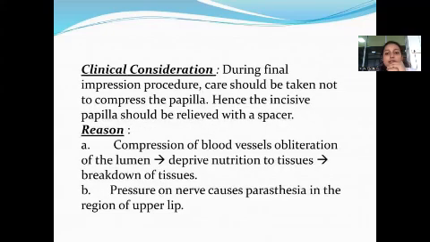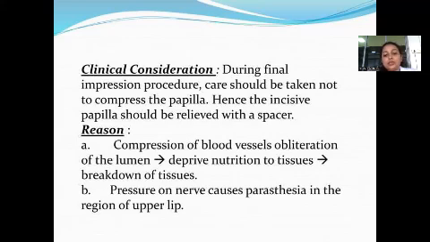Next is the clinical consideration. During the final impression procedures, care should be taken not to compress the papilla. Hence, the incisive papilla should be relieved with a spacer. Why should we relieve with the spacer? What will happen if we don't apply the spacer over there? That will result in compression of the blood vessels, which will result in obliteration of the lumen.